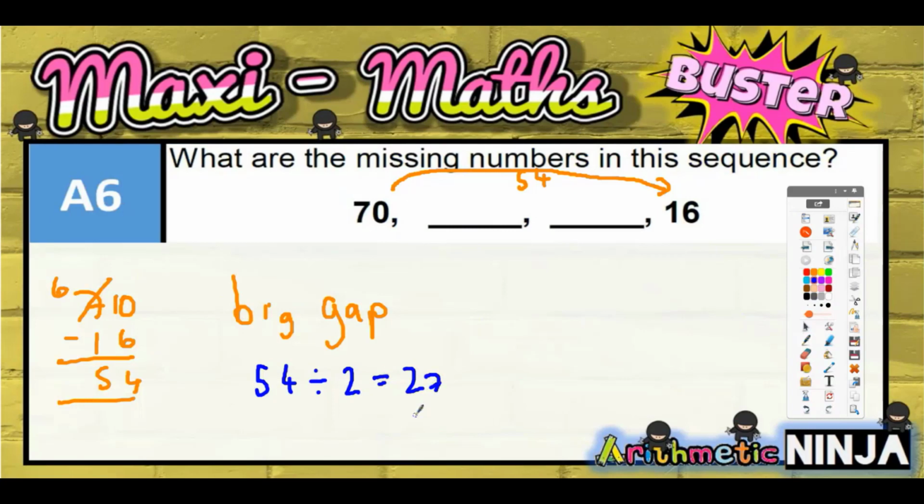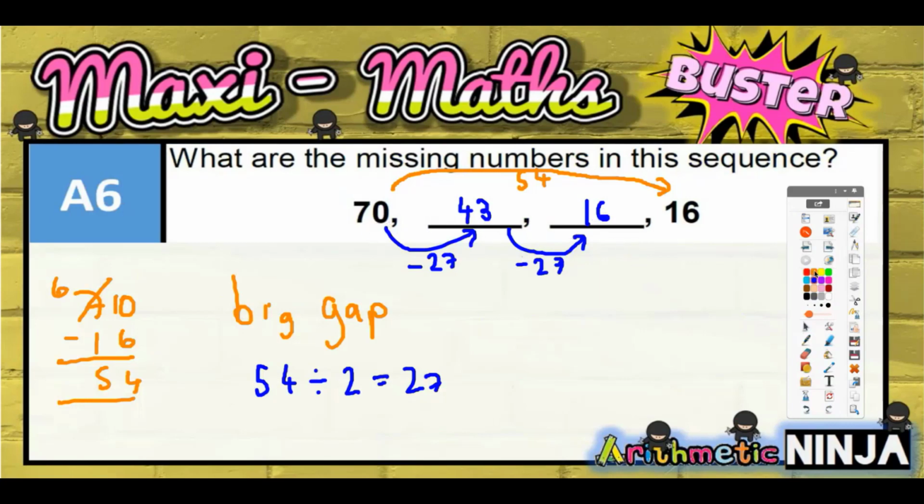But this is actually wrong. I'm showing you the wrong way here, so don't attempt to copy this. So if you were to think it's got to come down in 27s, then watch what happens. So 70 down 27 would take you to 43, but then 43 down 27 would take you to 16. Now that's not right, is it?